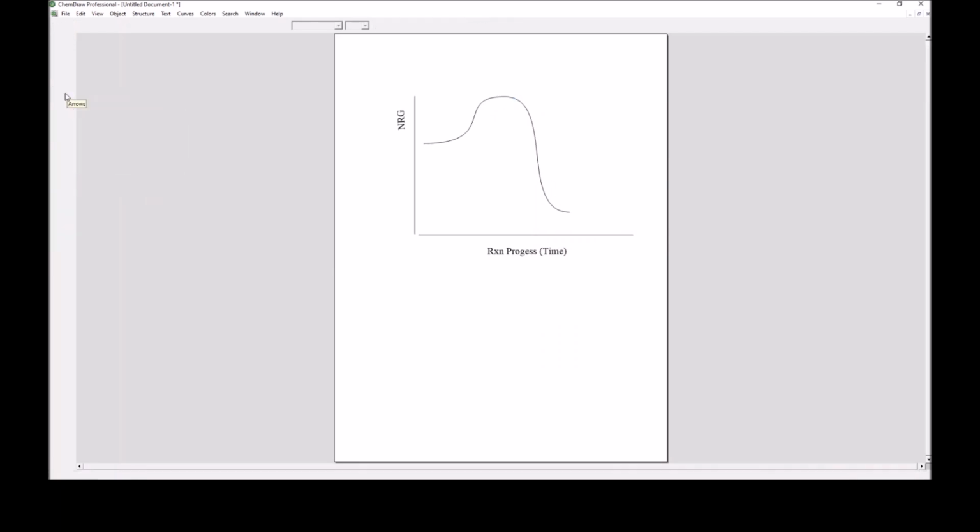And the difference between these two, between the initial and the final energy state, is the delta H or the delta G of the reaction, depending on how you're conducting your experiment. So this is the overall energy change. We'll just call this energy change right here. And then we also have an activation barrier. And this is how much energy you have to put into the system to get it started.